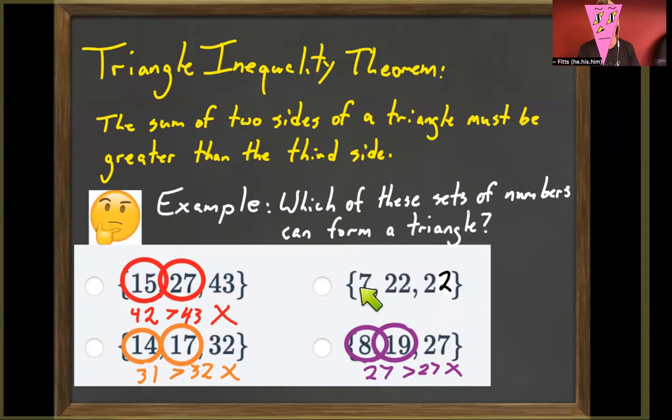So what are the two shortest sides? Well, even though these are equal, these are still the two shortest sides, right? 7 plus 22, is that greater than 22? Yeah, that works, because 7 plus 22 is 29. What about this one? 7, 7, 22. Is 7 plus 7 greater than 22? No, 7 plus 7 is 14. That is not greater than 22. That doesn't work. So those were two examples of isosceles triangles. I wanted you to see those. All right, so let's move on to the next triangle theorem.